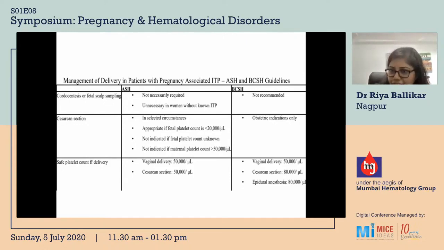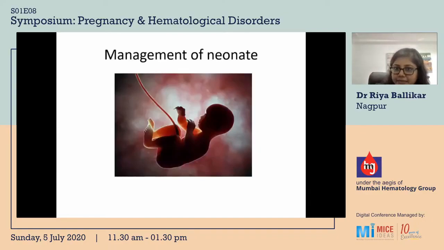Now, mode of delivery again, the presence or absence of ITP itself and the extent of the thrombocytopenia are not indications for LSCS or cesarean section. We have to solely rely on the obstetric indication, whether we will go ahead with a vaginal delivery or a cesarean section. The target platelet count is 50,000 in either case. If we are using a spinal or epidural, again, it is 80,000.